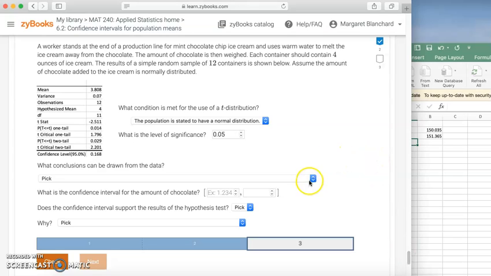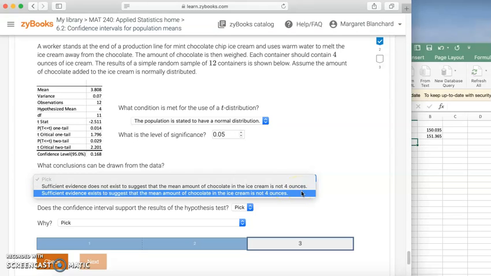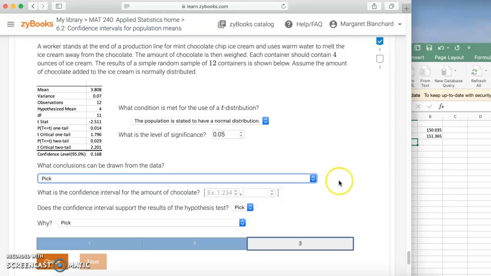So, we're going to say that sufficient evidence does not exist to suggest the mean amount of chocolate in the ice cream is not 4 ounces, or there's not sufficient evidence. Now, just to point out, when we're thinking of this in terms of a hypothesis test, remember, our null hypothesis would be that the mean is equal to 4. Now, it doesn't say if we're testing to see greater or less than. We're just trying to see if it's different than 4. So that means it's a two-tailed hypothesis test.